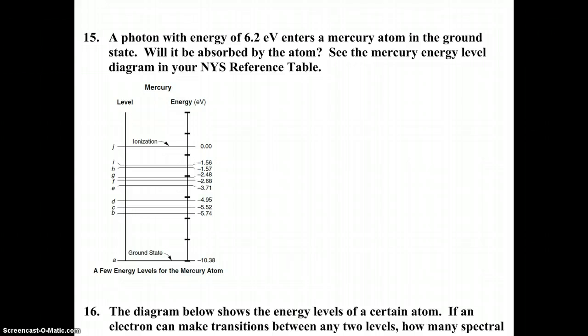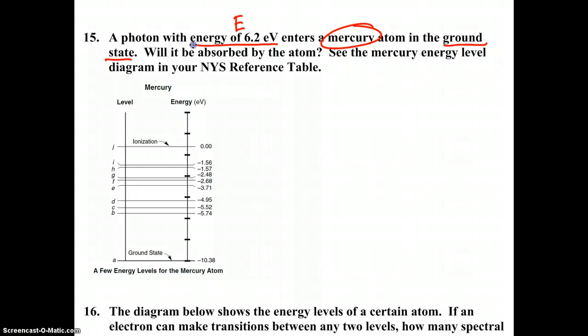A photon with an energy of 6.2 electron volts, so that's E, enters a mercury atom in the ground state. Will it be absorbed by the atom? See the mercury energy level diagram in your New York State reference table. So let's start by having that diagram in your reference table out. It's the same one pictured in this solution here.